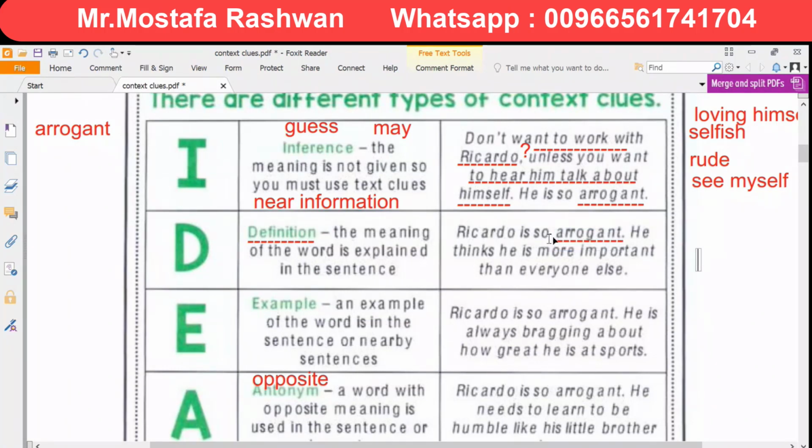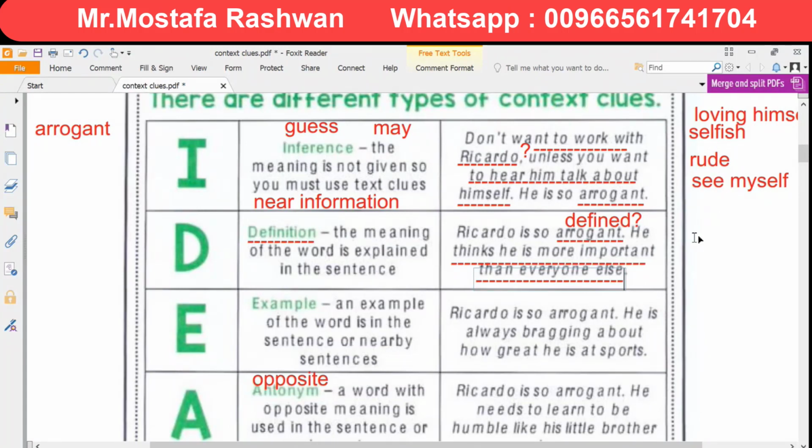Ricardo is so arrogant, he thinks he is more important than everybody else. So here what he did, he defined the meaning of arrogant, right? He gave me the definition in this part: he thinks he is more important than others. So from this line, I can understand that arrogant means somebody who always thinks that he is more important than others. The same meaning as loving himself, selfish, rude, seeing only himself.